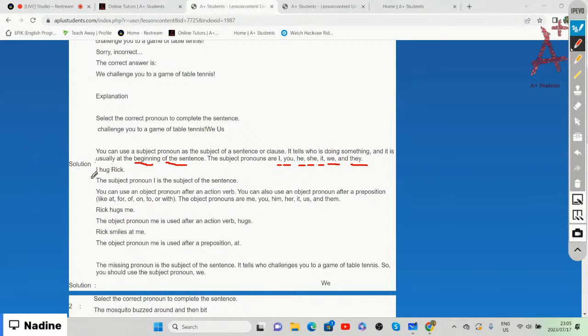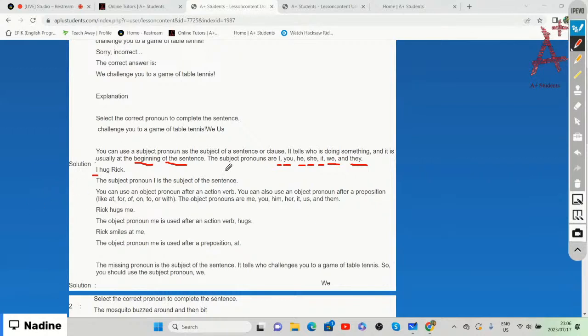And here we have an example. I hug Rick. I hug Rick, right? So the subject pronoun within the sentence is I, right? So I is the subject pronoun within the sentence. And the subject tells us who is doing something. So I hug Rick. So hug, of course, is the action, right? So I tells us who did something. So I hug Rick, for example. All right.